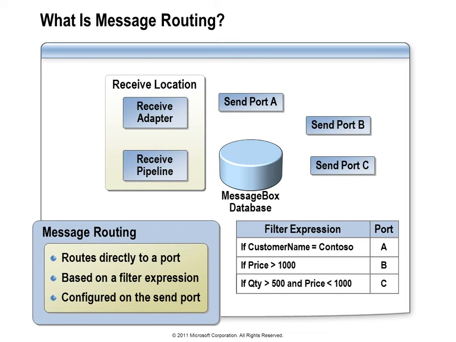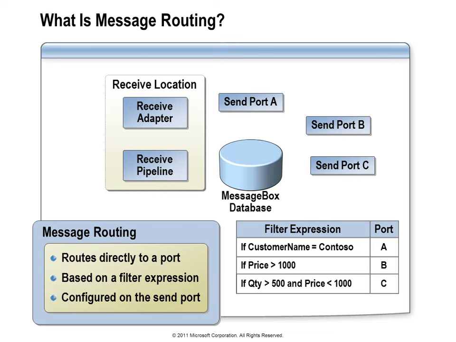Well, you can see in this scenario, we have 3 send ports that are waiting for messages. Send port A is specifically looking for messages that have a customer name of Contoso. So we expect that this receive location is going to examine the incoming message, find the customer name, and add that as a message context property for this message.